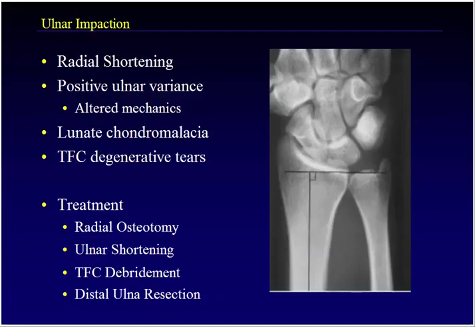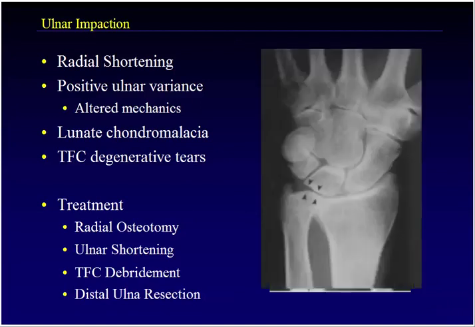Now, what about ulnar impaction with distal radius fractures? That occurs when basically you have significant radial shortening. You can get positive ulnar variance, and that leads to altered mechanics in the radiocarpal articulation, as well as lunate chondromalacia. You can get degenerative tears of the triangular fibrocartilage complex, and these would be the treatment options: radial osteotomy, ulnar shortening, debridement, or distal ulnar resection, as you see mentioned there.